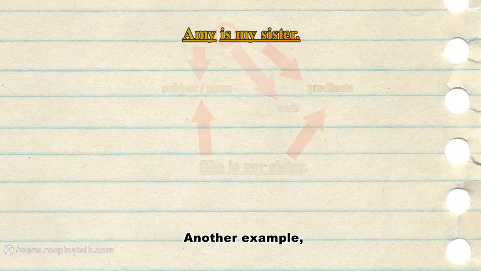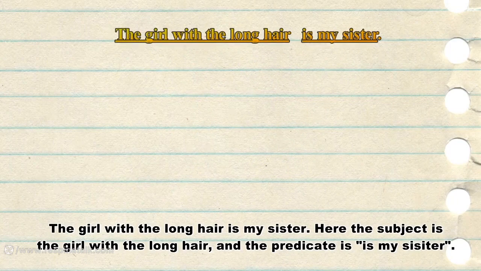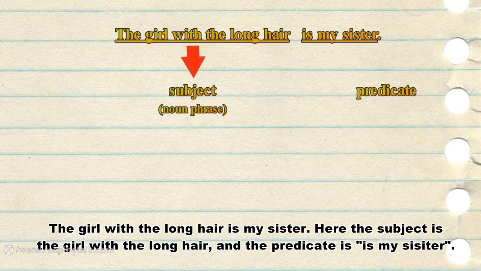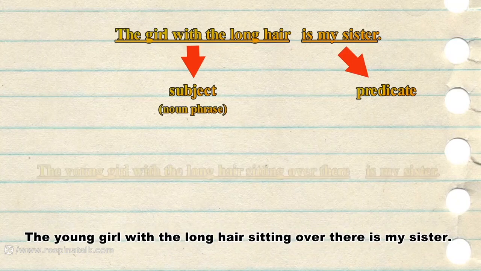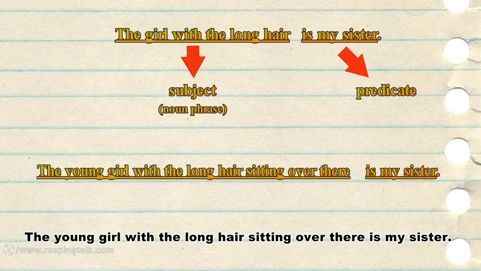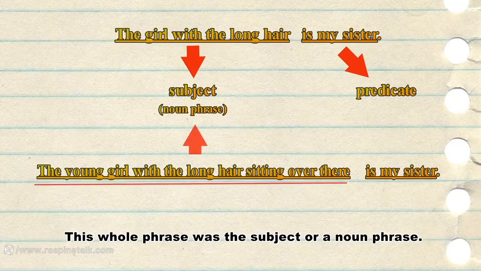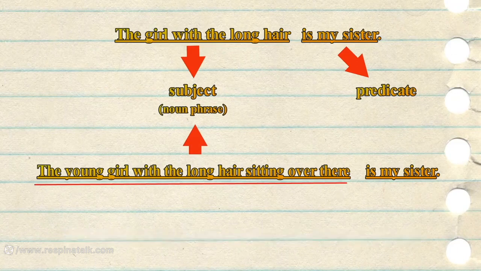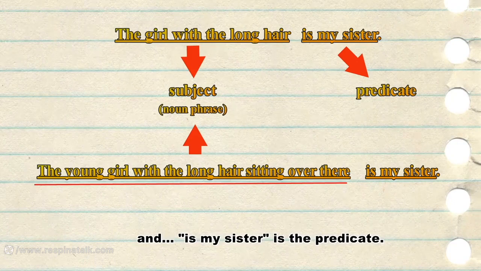Another example. The girl with the long hair is my sister. Here, the subject is the girl with the long hair, and the predicate is my sister. Now, the young girl with the long hair sitting over there is my sister. This whole phrase was the subject, or a noun phrase, and is my sister is the predicate.